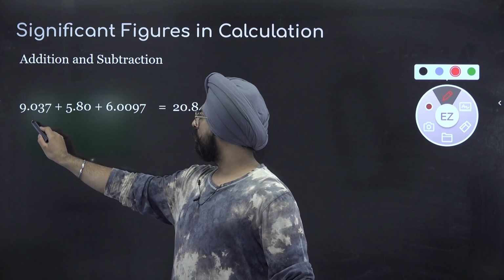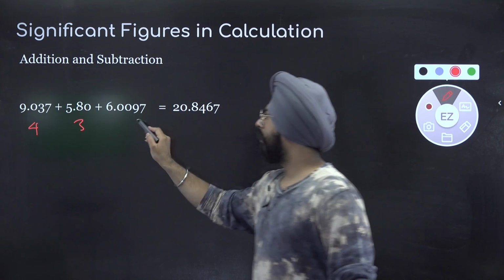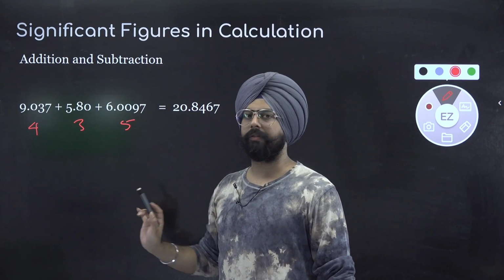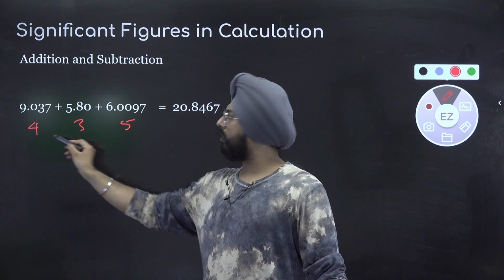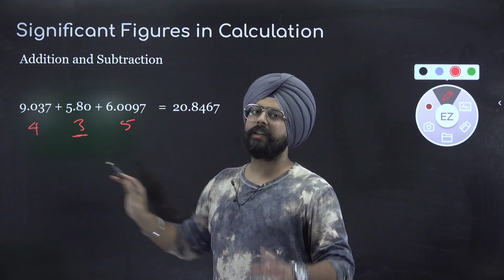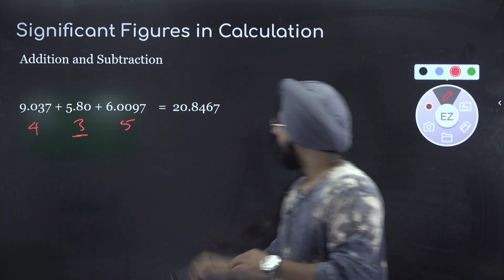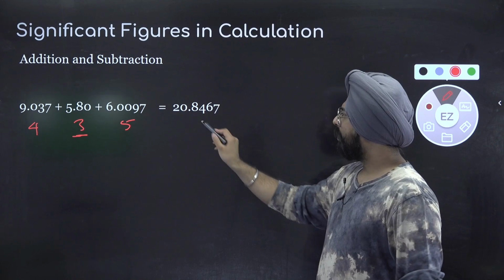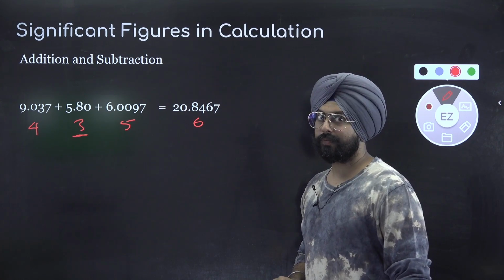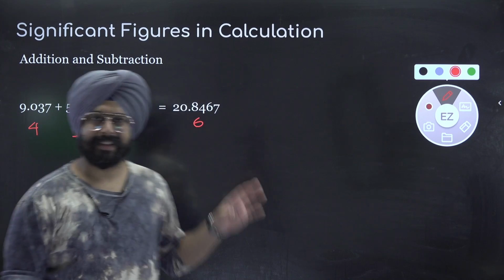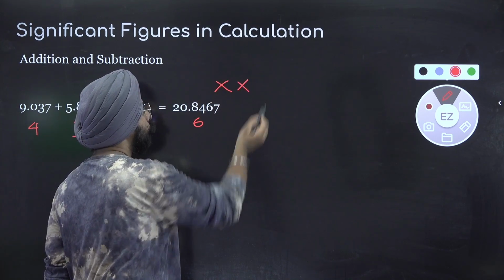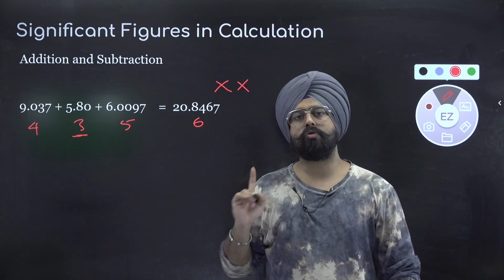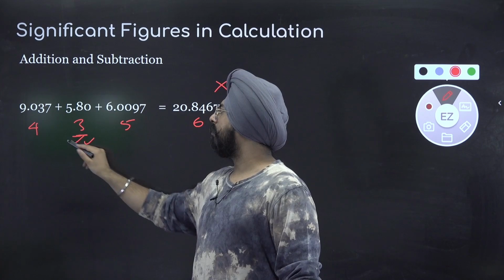How many significant digits? 4. How many? 3. How many? 5. 4 significant figures, 3 significant figures, 5 significant figures. What's the minimum number out of these? 3. 3 is the least number of significant figures. Now the answer that we've gotten out of the calculator has 6 significant figures. But technically, my dear friends, this answer is incorrect. It is wrong. We have to report it only with 3 significant figures.